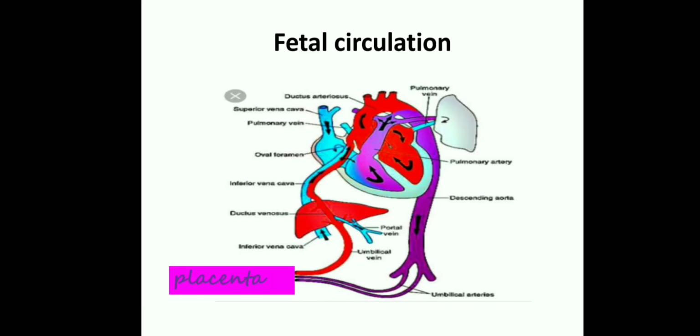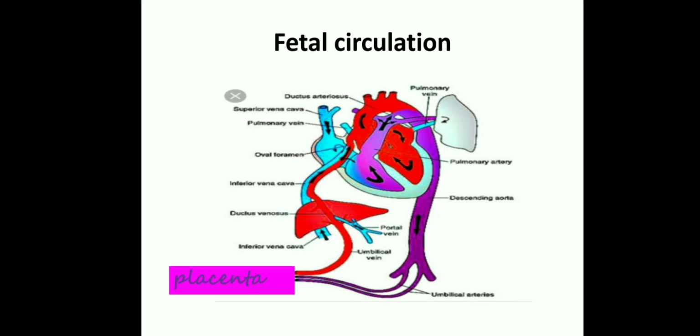Before going to the conditions of congenital heart diseases, all of you should first know about fetal circulation. Knowledge about fetal circulation is absolutely necessary for proper understanding of congenital heart diseases. Here we will start with what the placenta is. This is about the fetal circulation.